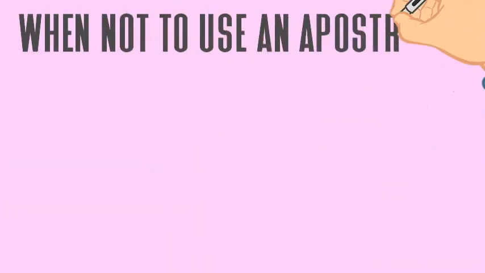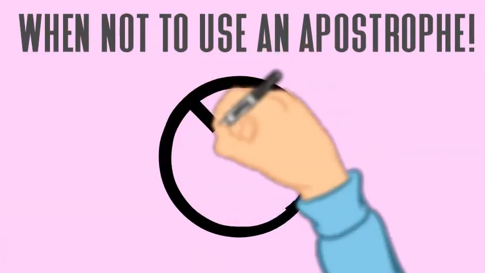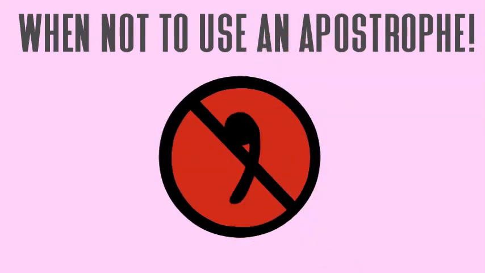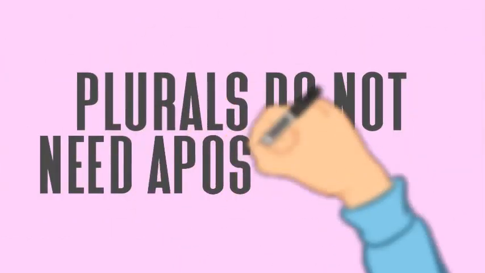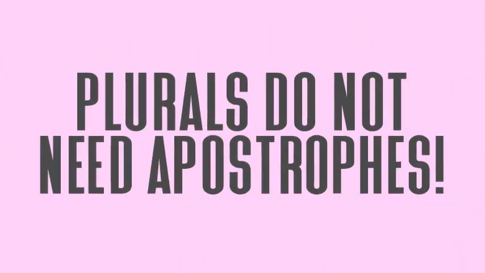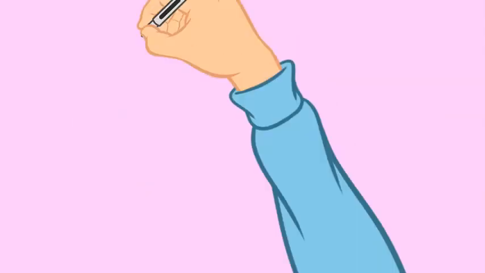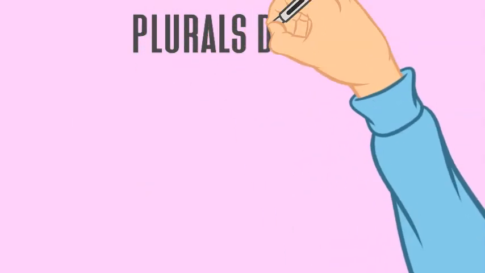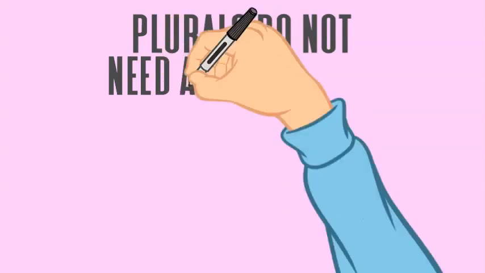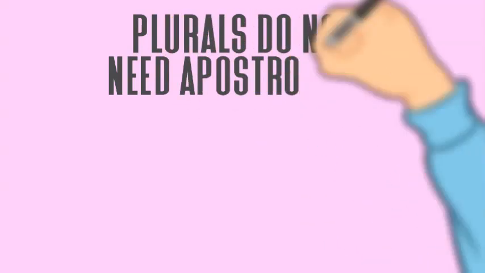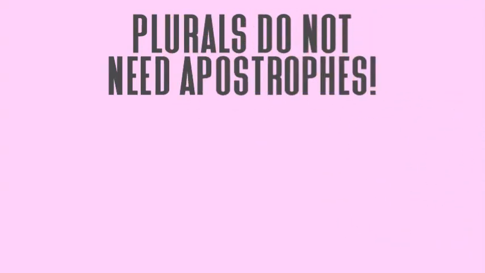Now let's discuss when not to use an apostrophe. Plurals. One of the most common errors people make is using an apostrophe for a plural. A plural is a word used to describe more than one of something by adding the suffixes s, es or ies. The suffix you add depends upon the specific word that you're pluralising, so it can be tricky.